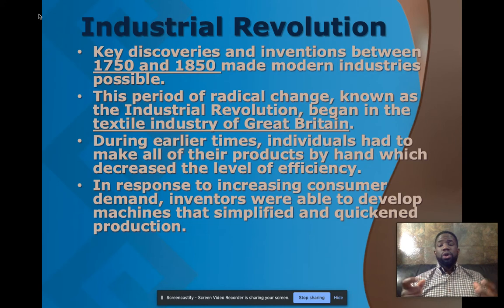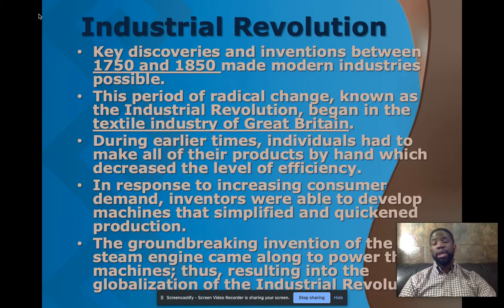All right, so this is where we really begin to see how the Industrial Revolution not only increased in size, but it also increased the profitability of these industries. And it also shifted the patterns of behavior of the consumers, because now they're starting to get used to receiving items a lot more quickly than usual. So, in response to this increasing consumer demand, inventors were able to develop machines that simplified as well as quickened production of those various products.